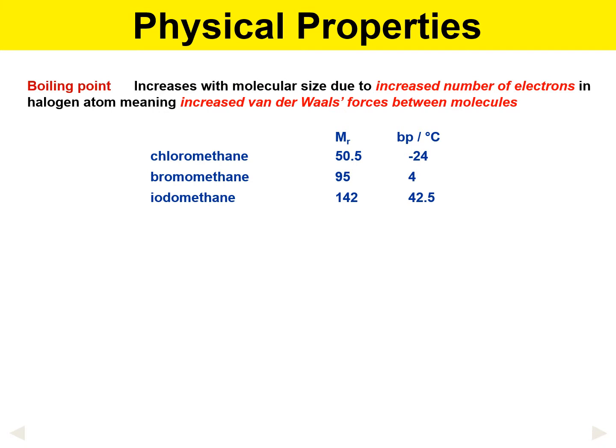The boiling point of the halogenalkanes derived from methane is shown in the table. We can see that the boiling point will increase as the mass of the halogen atom increases. The increase in boiling point is due to the increase in the number of electrons in the halogen atom, which leads to greater van der Waals forces between the molecules.